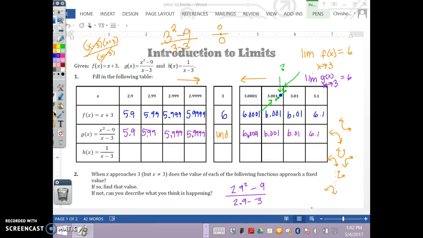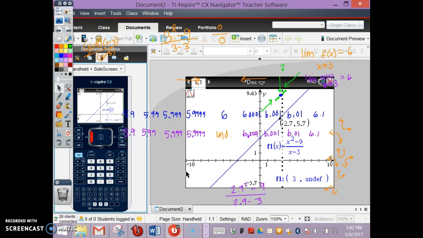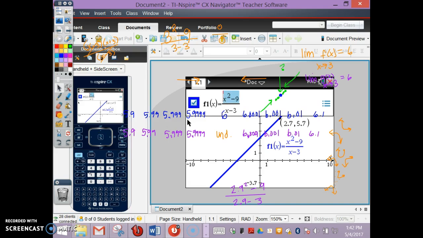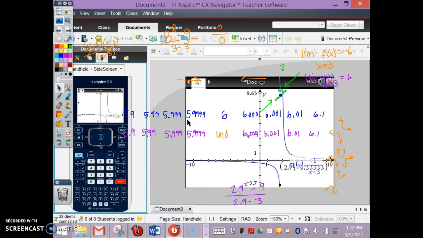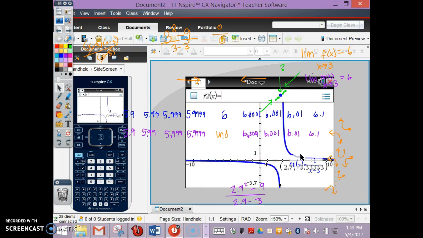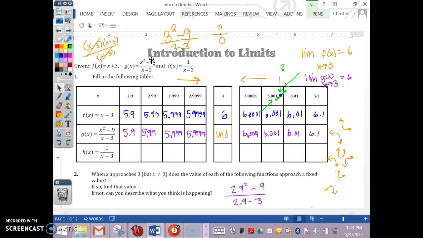This last one's also a rational function, 1 over x minus 3. And this is going to look a lot more like what we were anticipating. But what's going on at 3? If I look at my table, I'm still not defined at 3. Why? That was called an asymptote. Notice they're going off in different directions. That's important. So let's plug in a 3 exactly.